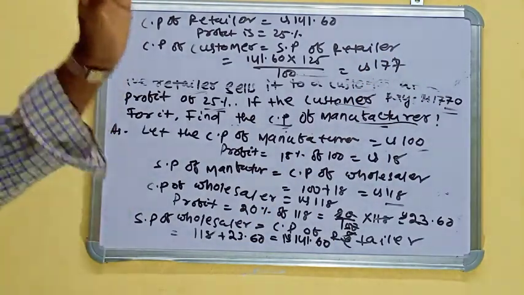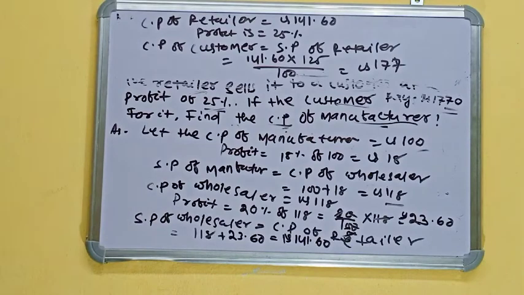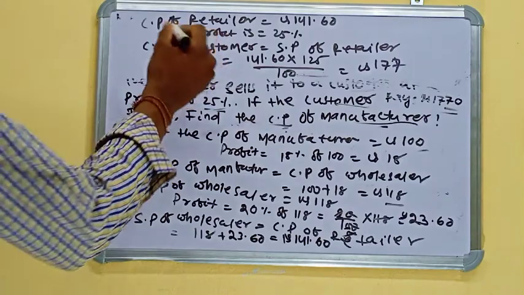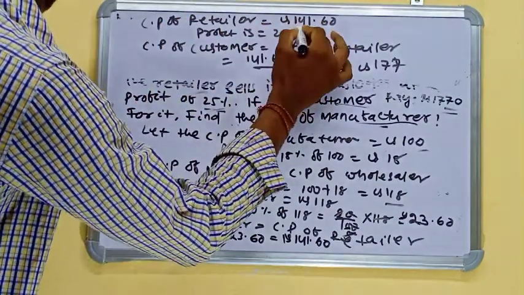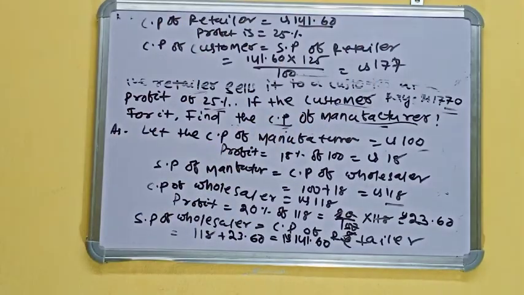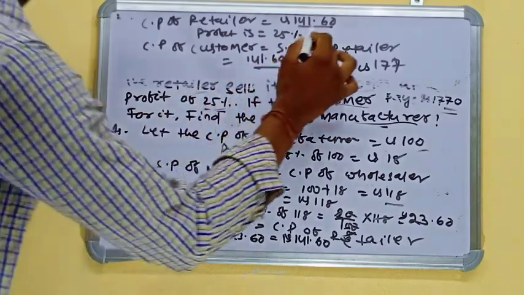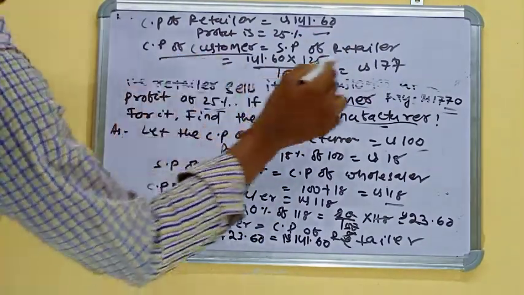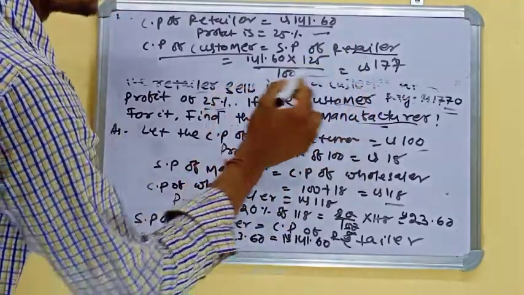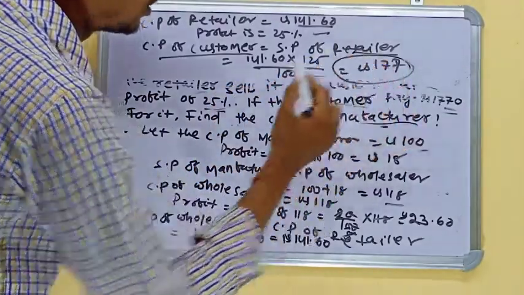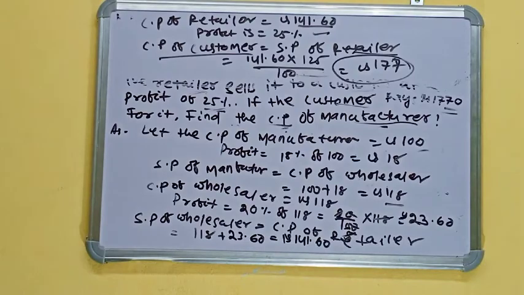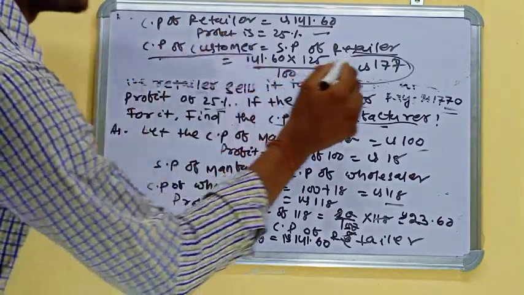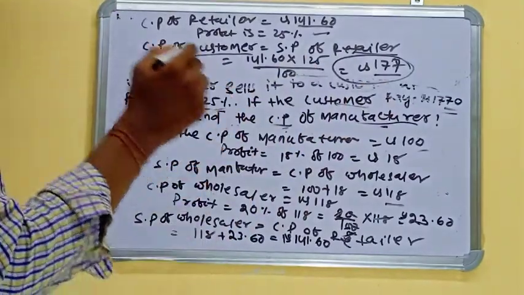That is equal to rupees 177. The CP of the retailer is 141.60 and the profit is 25%. The CP of the customer is equal to the SP of the retailer, which is rupees 177. The customer pays rupees 177 for the battery.